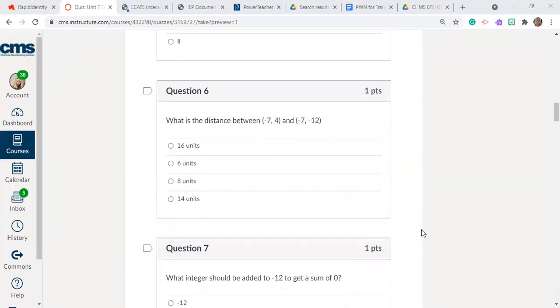Question number 6. What is the distance between -7, 4 and -7, -12? So remember how to find distance on the coordinate plane. What are your steps? Your answer choices are 16 units, 6 units, 8 units, or 14 units. Pause and do the work.